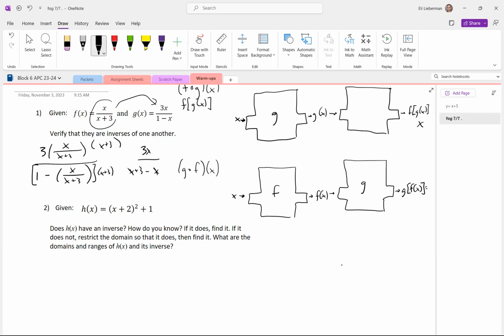The same thing should happen with the other way. So yes, we indeed did find out that g of f of x is equal to x. If you don't show that you're multiplying the top and bottom by x plus 3, would you lose 2 points?